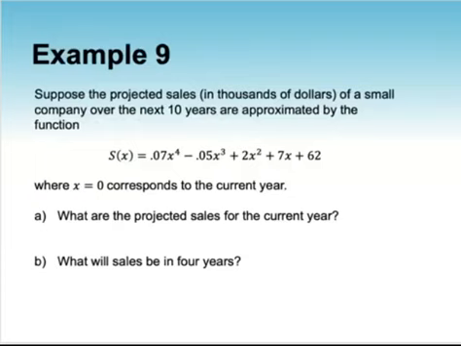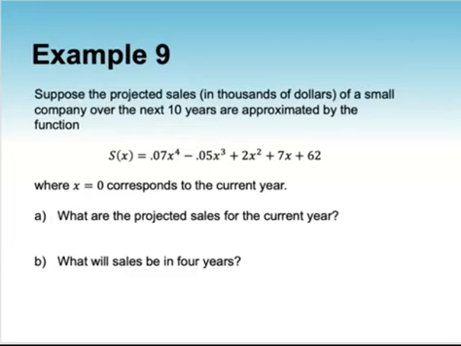Let's look at another application problem for function notation. For example 9, we're told, suppose the projected sales in thousands of dollars of a small company over the next 10 years are approximated by the function S of x equals 0.07x to the fourth minus 0.05x cubed plus 2x squared plus 7x plus 62. So that's a big function, where x equals 0 corresponds to the current year.